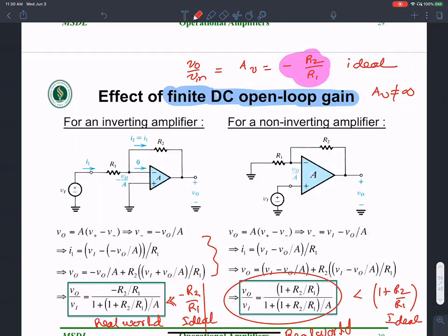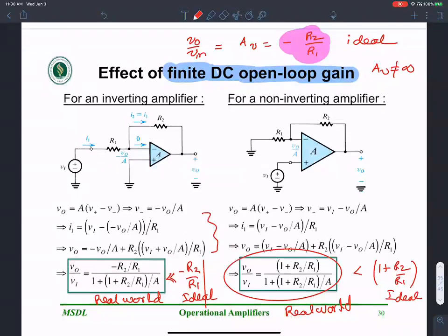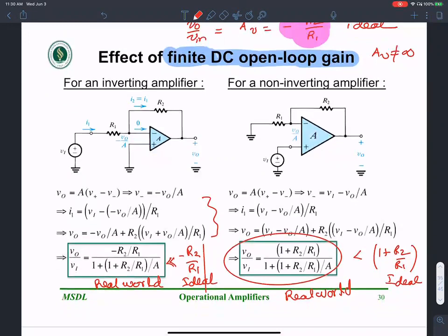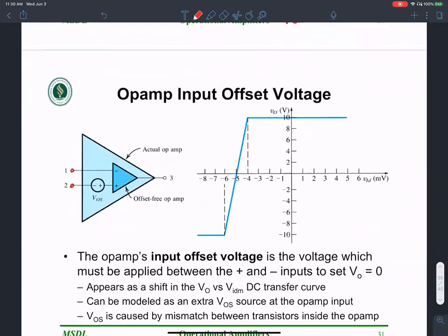Like offset voltage is like the voltage which the amplifier... I can give you a hint about the offset voltage.